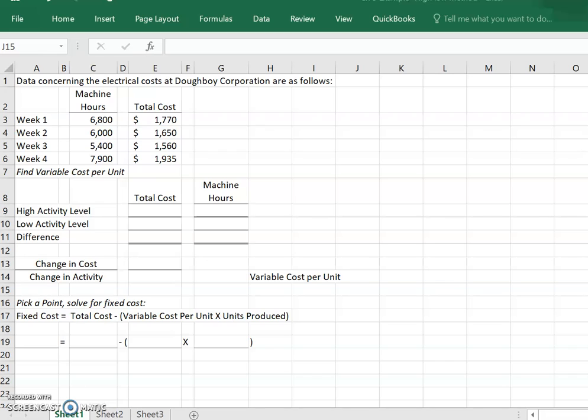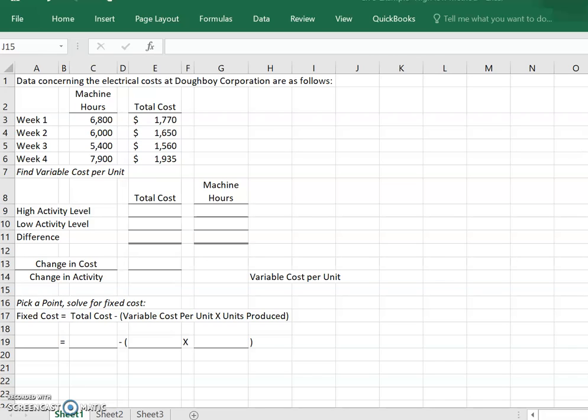One of the concepts in this chapter is looking at variable cost, fixed cost, and mixed cost. Our job is to take these mixed costs and pull them apart to find the variable and fixed piece. We can do this using this high-low method. Let me walk you through how to use that.